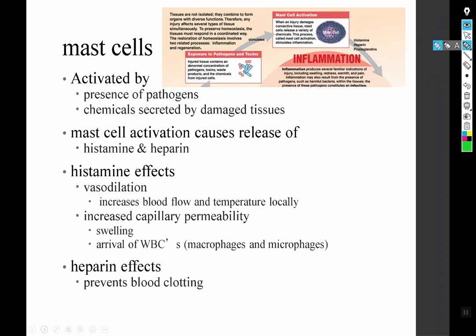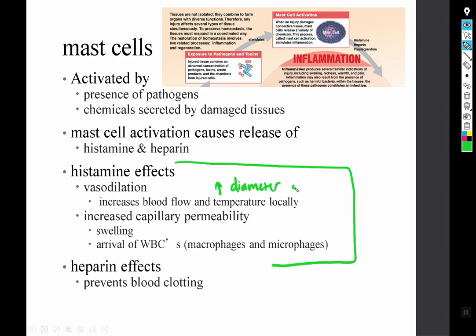They are basically a specialized immune cell that sits in your connective tissue specifically and releases some chemicals. So histamine does the following. It basically increases diameter of blood vessels, and it increases capillary permeability, which means that plasma exits your blood vessels, but it also means that white blood cells can squeeze out of your blood and into your tissues to go fix the problem. And then heparin thins the blood and prevents clotting.